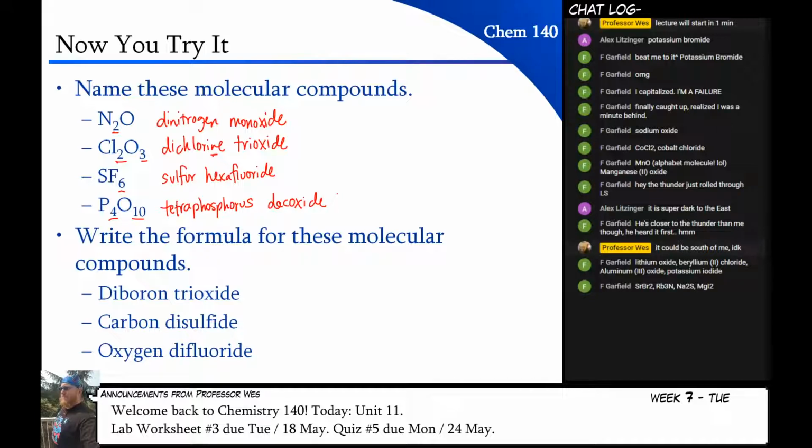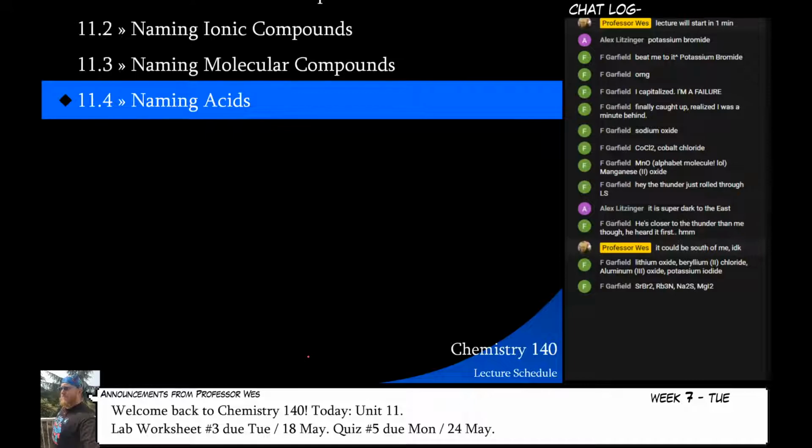There you go. And then these down here are pretty easy. So di is just 2, so B2. Tri is 3, O3. Carbon is just carbon. Disulfide would be S2. And then oxygen, difluoride. There you go. Naming covalent compounds is much easier, but because it is easier, people have a tendency to apply those name rules to everything, so be careful. Only apply these rules to covalent compounds. Any questions, let me know.